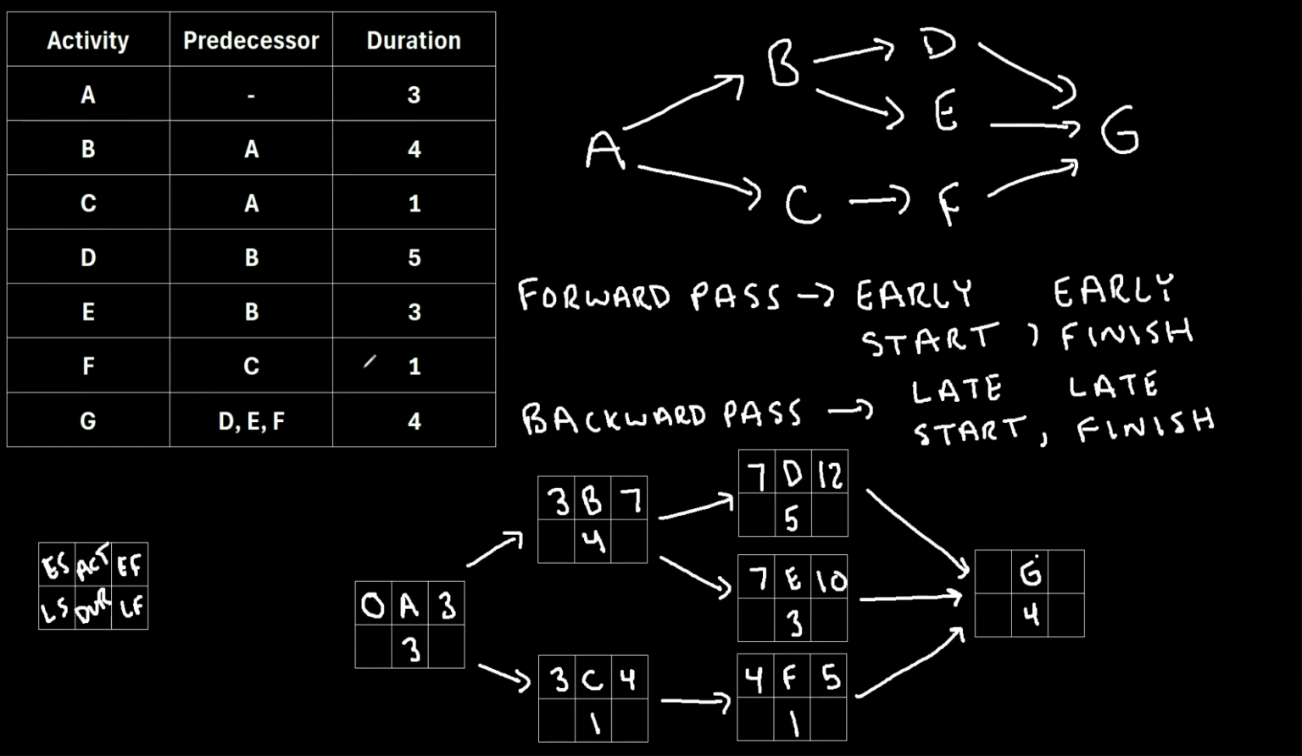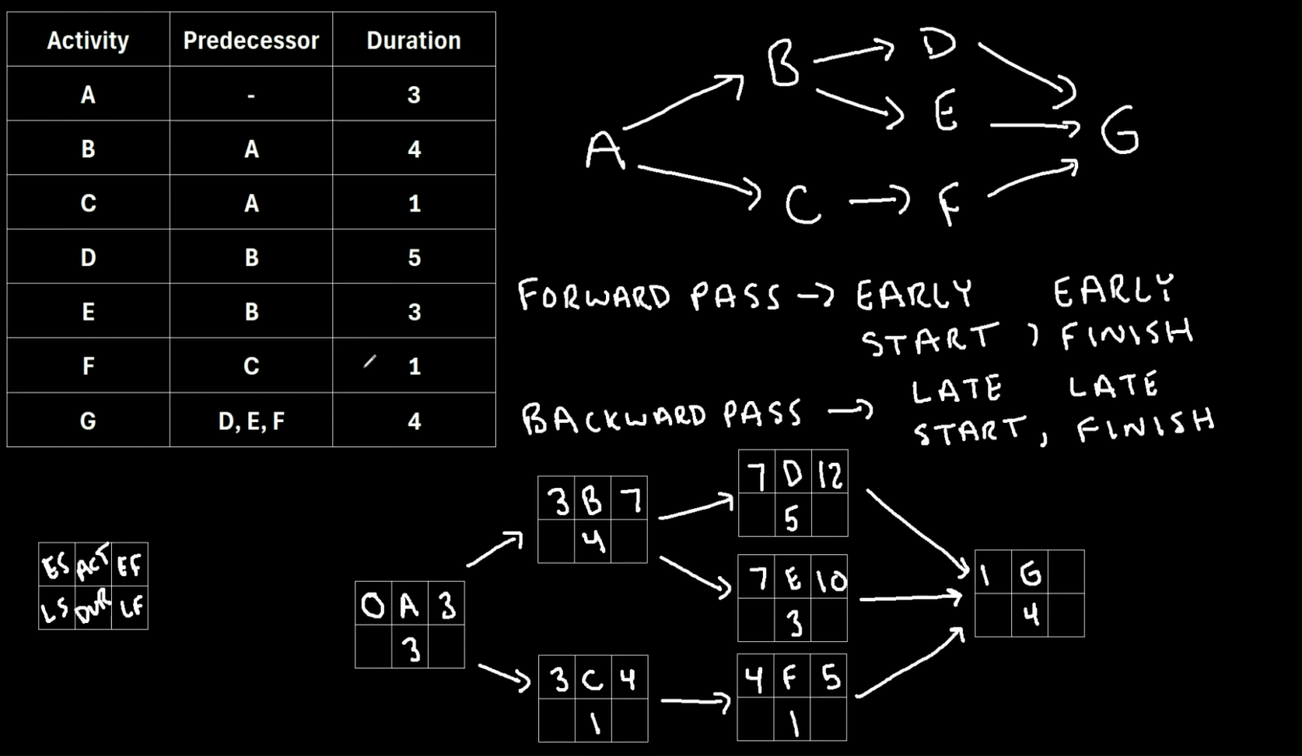Now, this very last activity, for activity G, this is interesting because it has 3 activities that are leading into it. So what should we put right here for the early start date? Should it be a 12, a 10, or a 5? Well, when we're doing the forward pass method, we always take the largest number.